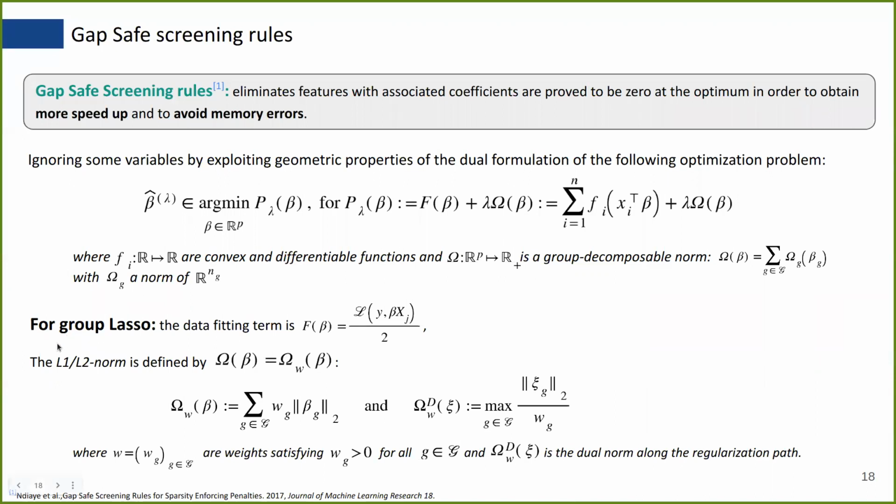So let's take the example of group lasso. The fitting term is f of beta, which is equal to the loss function divided by 2, and the norm psi of beta is equal to the sum over g in capital G of omega g times the norm of beta g. And here, the dual norm of psi is the max of this quantity.